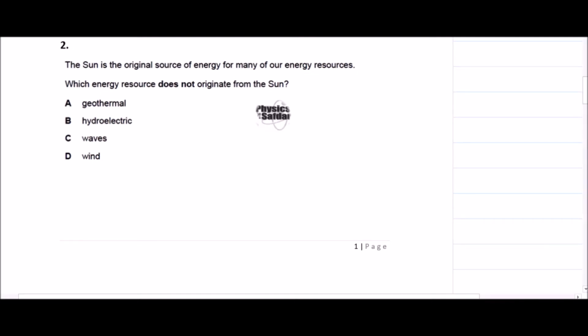Question number 2. The sun is the original source of energy for many of our energy resources. Which energy resource does not originate from the sun? Look at this sentence: energy resource does not originate from the sun. After reading this line, you can easily select geothermal as the correct option, because if you look at the others, hydroelectric, waves and wind are caused by the sun.